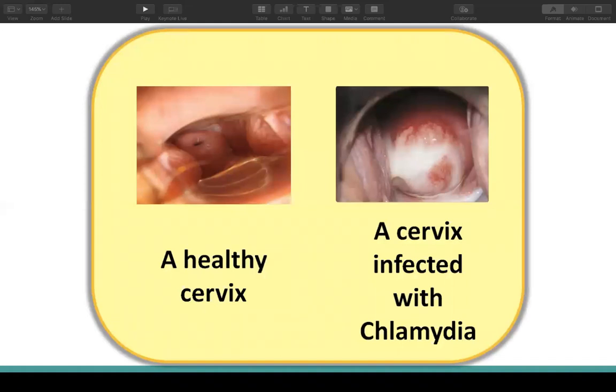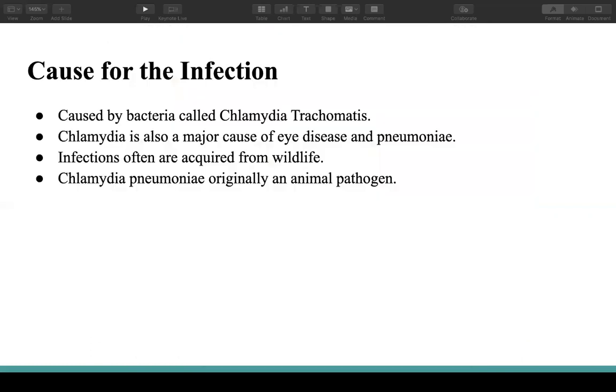Here is the difference between a healthy cervix and a cervix that is infected with chlamydia. There is pus and some soreness compared to the regular one, which looks fine. So the cause of infection, as I mentioned earlier, the tests are done to see the bacteria, and the bacteria that causes chlamydia is called Trachomatis.